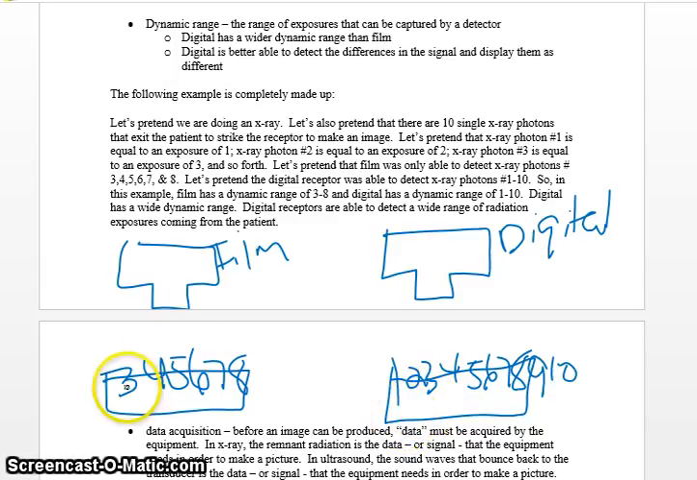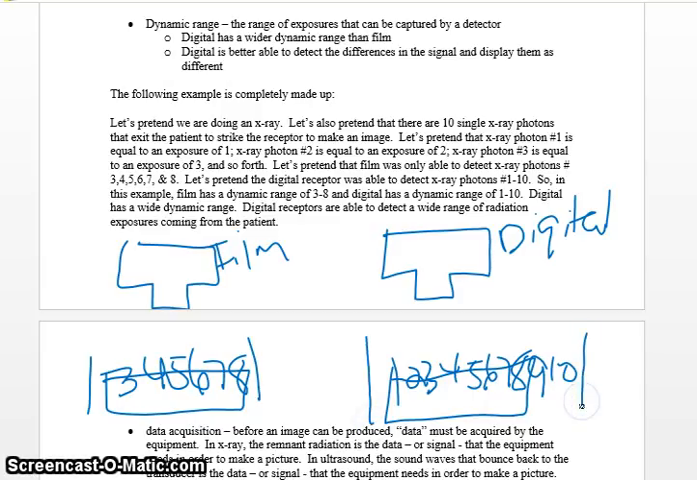Whereas film isn't as sensitive. It could only detect 3, 4, 5, 6, 7, and 8. Where maybe it detected X-rays number 1 and 2, but it thought it was the same as number 3, so it would have displayed it as the same color of gray. So film has a narrower dynamic range, whereas digital has a wider dynamic range.